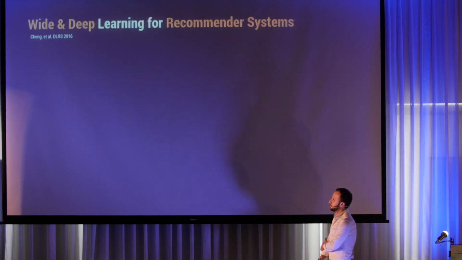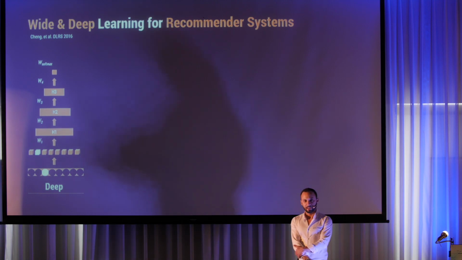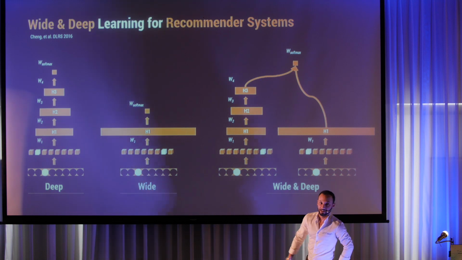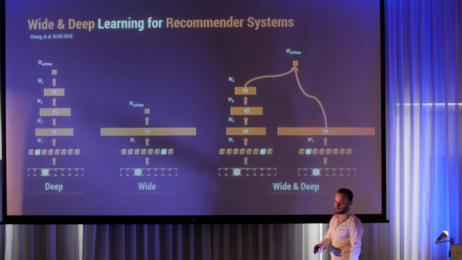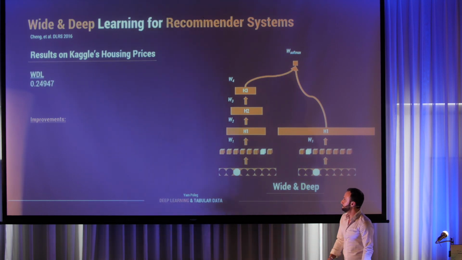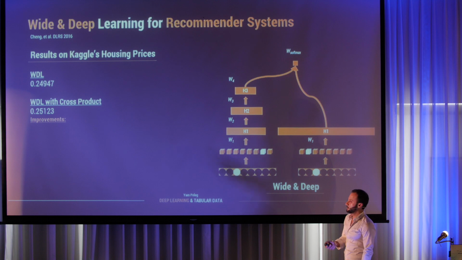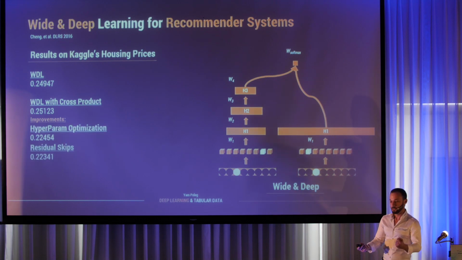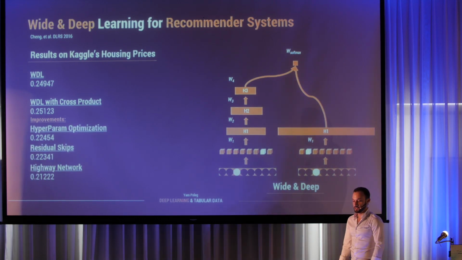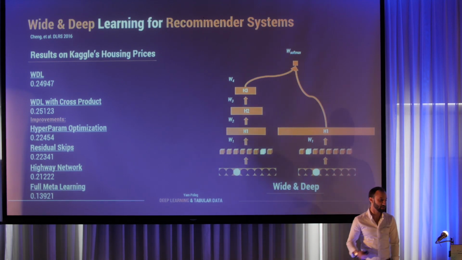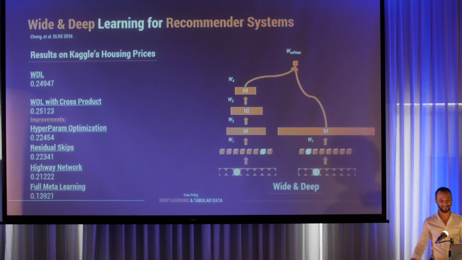All right, so if this is deep learning and this is wide learning, then this is deep and wide learning. It's not a big secret. And the score of this on Kaggle housing prices is the following. And a little bit of improvement is with a cross product instead of just concatenation, and hyperparameter optimization, residual skips, highway networks, and again, full meta learning of each and every one of the networks. I'm not going to show this here because you've seen enough.